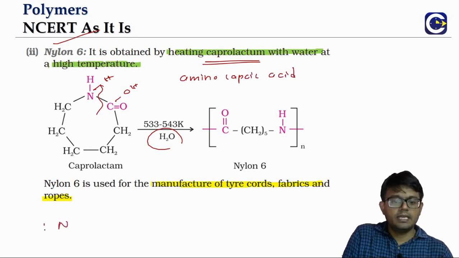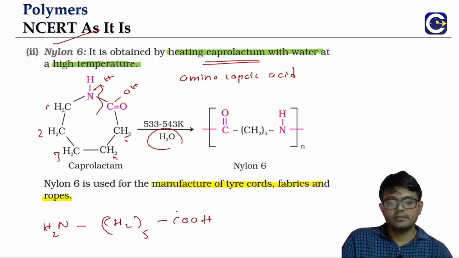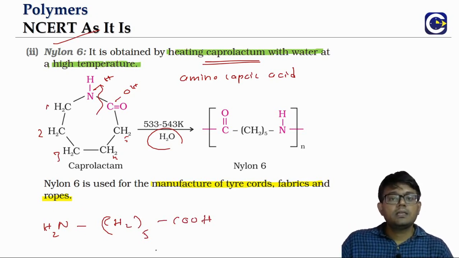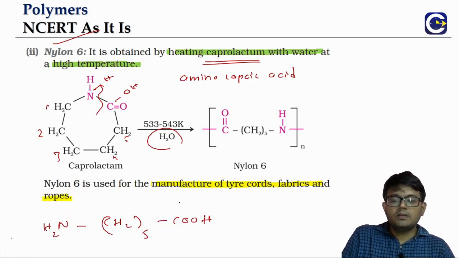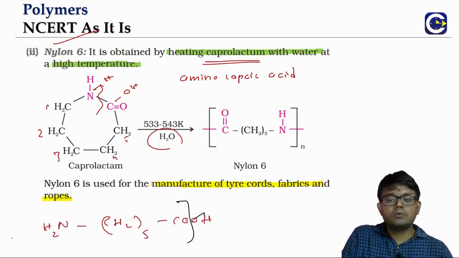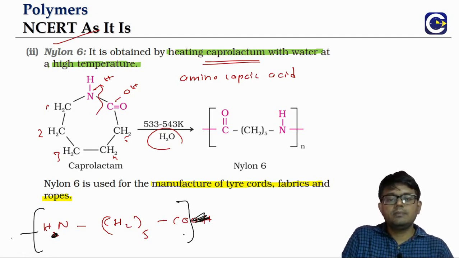So this is what? NH2, 1, 2, 3, 4, 5. So CH2 5 times, COOH. What is this? Amino caproic acid. This will undergo the condensation. So condensation means what? From the carboxylic acid we have to take out the OH. From the nitrogen of the amino group we have to take one hydrogen. That will be the repeating unit.